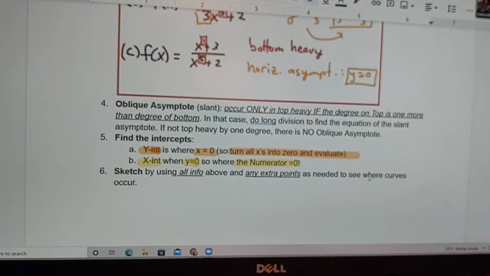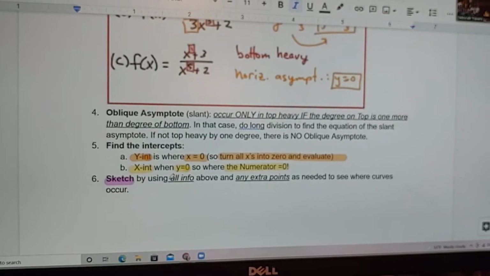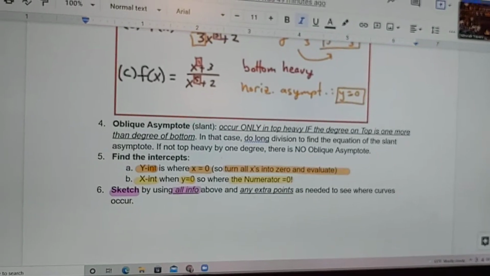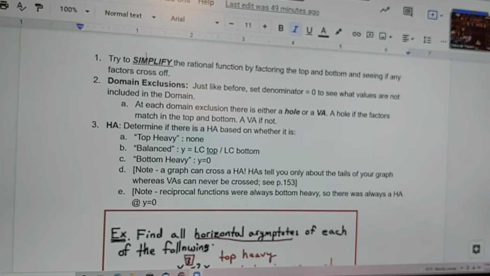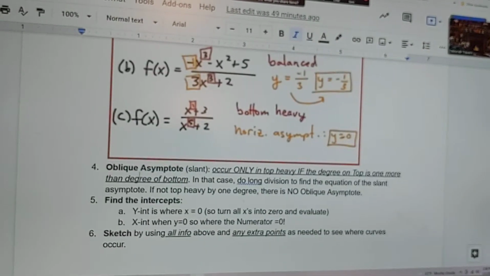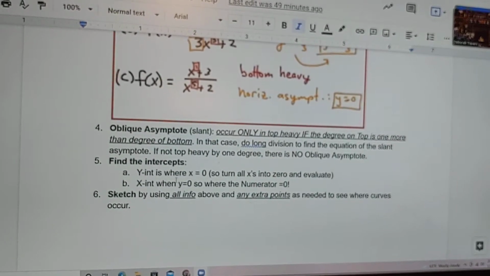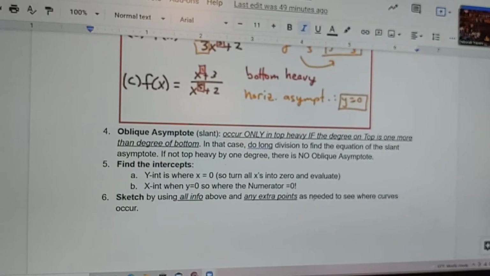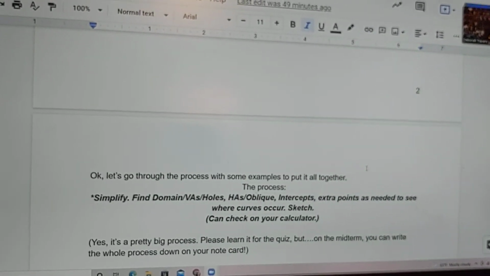All right, let's keep cruising along here. Your final step is to sketch it. When you sketch it, use all the information above. So the vertical asymptotes, the horizontal asymptotes. Use all the information, which means you already simplified. You did the domain to find the holes or vertical asymptotes. You found the horizontal asymptote. You found the oblique asymptote. You found y and x intercept or intercepts, depending on how many you find. Then you find a few extra points as needed to see where your curves occur, and you're done. Quite the process. Glad you have this typed up, and I'm glad hopefully you're jotting this down in your notes so you have it written down too.